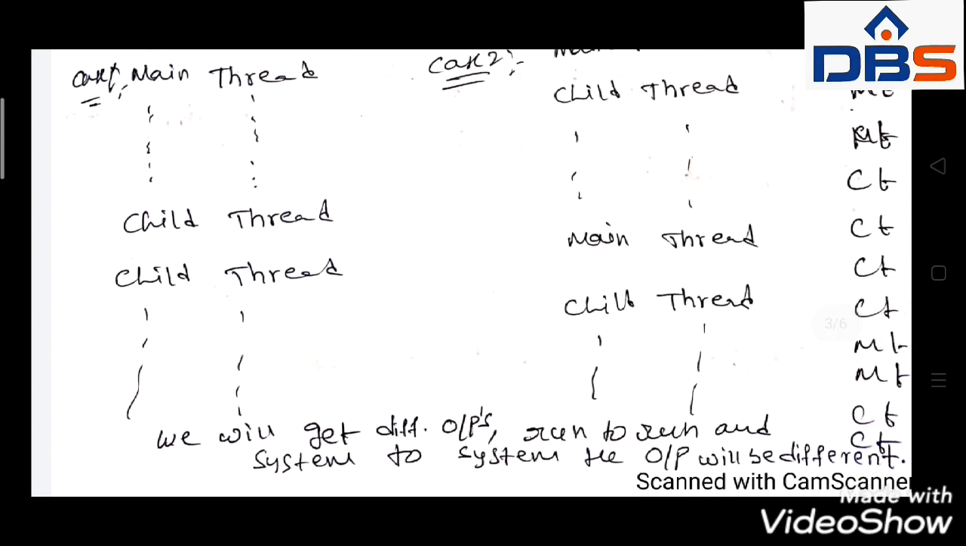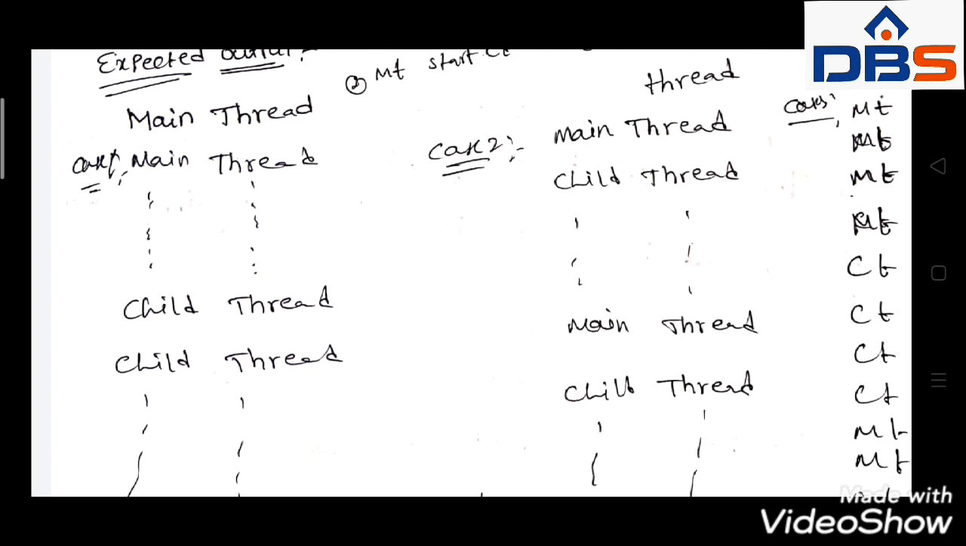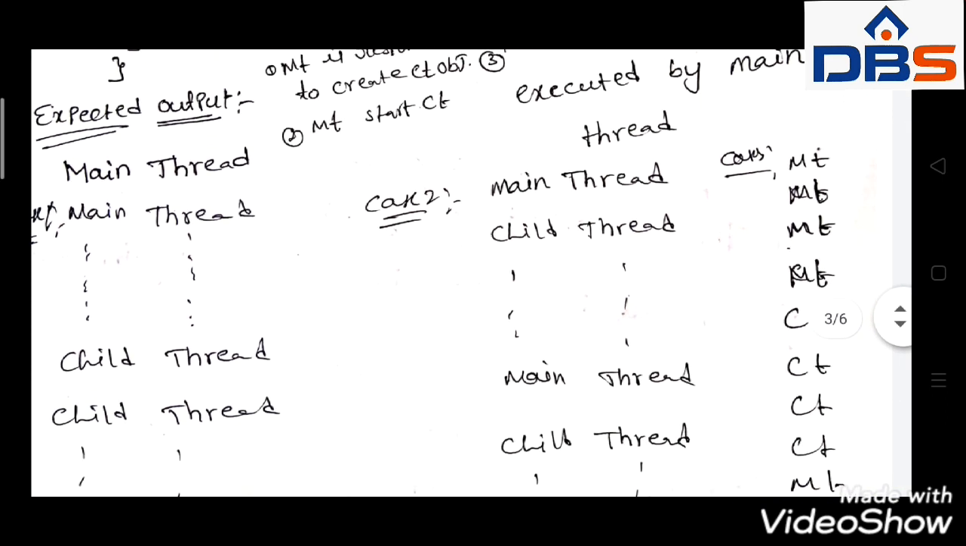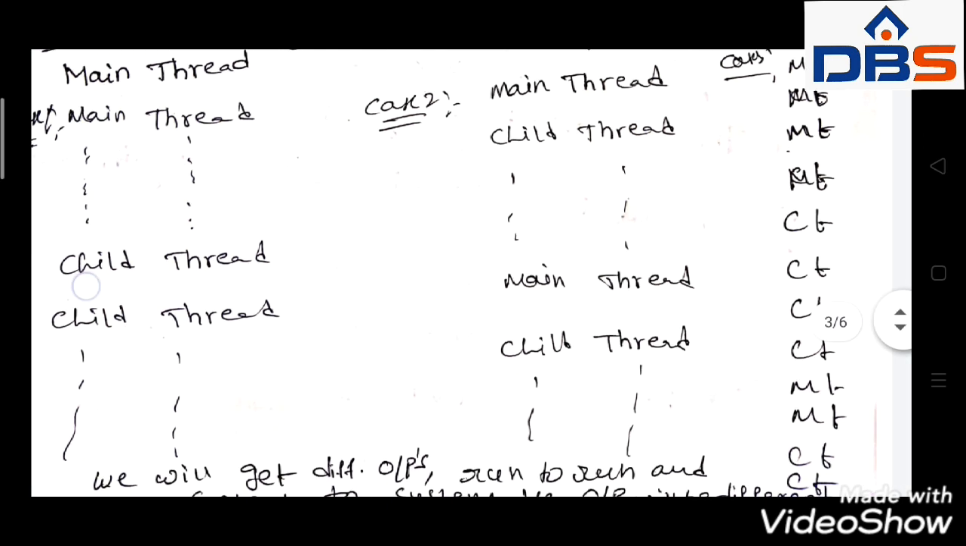This is the one case. 10 times main thread, after that it will execute the 10 times of child thread. This is the case 1. Case 2: main thread, child thread, main thread, child thread, main thread, child thread, alternating one by one. Like this it will print the output. This is the case 2.